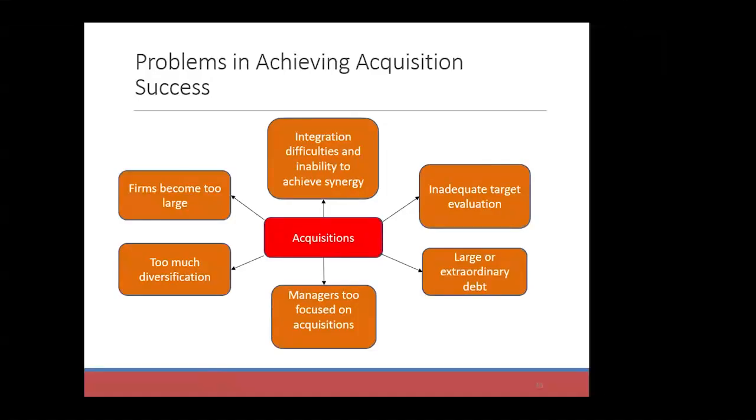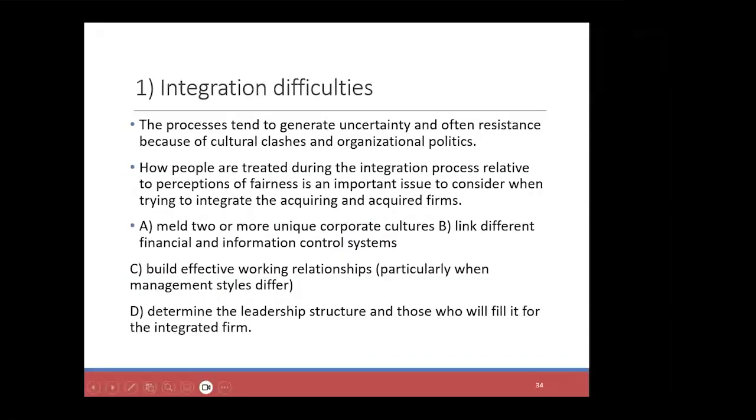So what are the problems in achieving success? Why do M&As fail? The most common problem is integration difficulties. You have to meld two or more unique corporate cultures. You have to decide who will have how much say in the decision making of the new firm, that is, determine the leadership structure and who will fill it for the integrated firm. That is a big bone of contention when M&As happen.